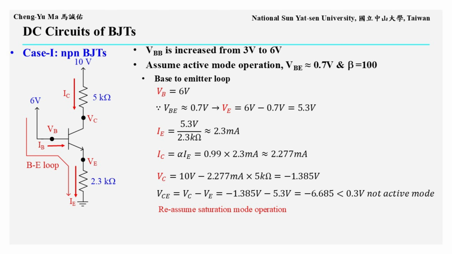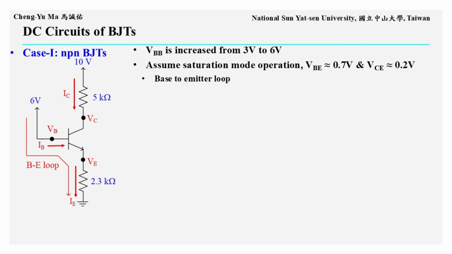We must reanalyze the circuit by assuming saturation mode. Therefore, we reassume that the BJT operates in saturation mode. Under this assumption, VBE is approximately 0.7 volts and VCE is approximately 0.2 volts. The starting point is still the base to emitter current path.